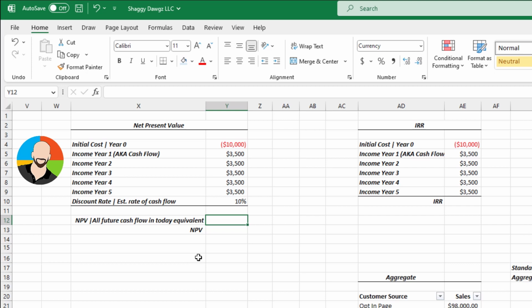Okay, let's take some time and look at the NPV, or net present value. So from the get-go, please recognize I'm going to offer an overly simplified, arguably watered-down definition of NPV. Why?